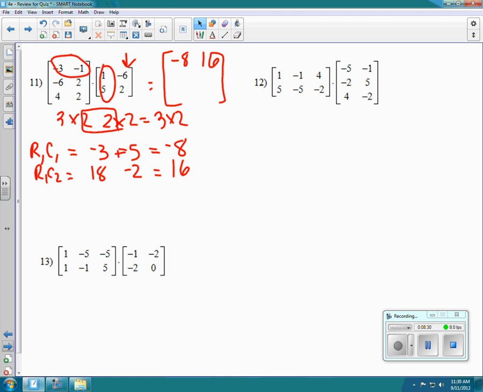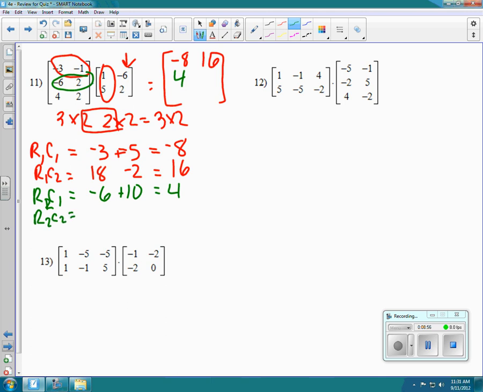Now I'm going to move on to the next row. This negative 6 and 2 is going to pair up with each of those same columns. Row 1, column 1. Sorry, row 2, column 1, I apologize. Negative 6 times 1 is negative 6. 2 times 5 is 10. Negative 6 plus 10 is 4. And it goes in row 2, column 1. Row 2, column 2. Negative 6 times negative 6 is 36. 2 times 2 is 4. If I add those together, I get 40. And that goes right here.